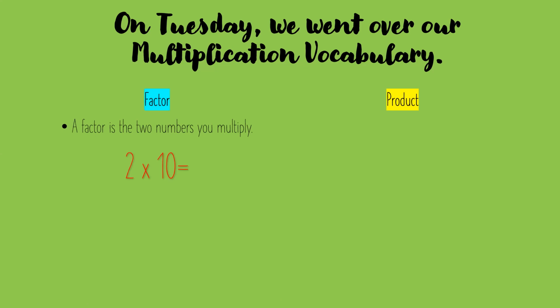How about product? A product is the answer you get after you multiply. So in this number sentence, the product is 20. So 2 times 10 equals 20. The product is the answer you get after you multiply.